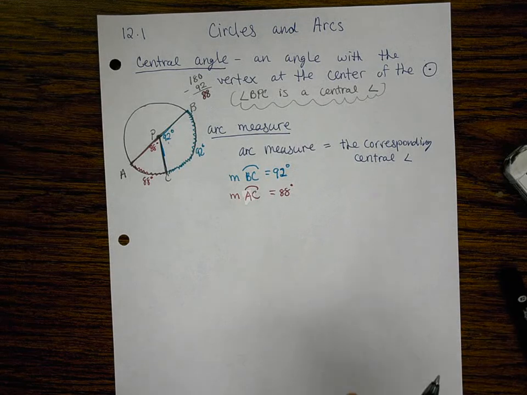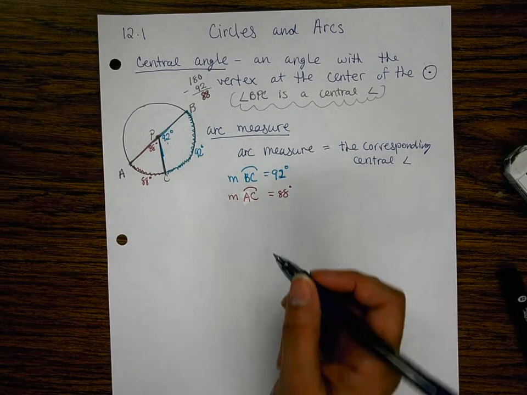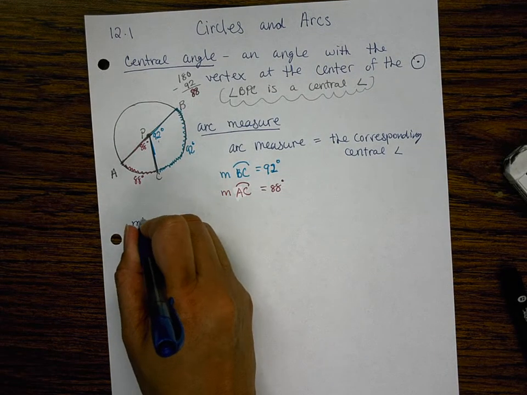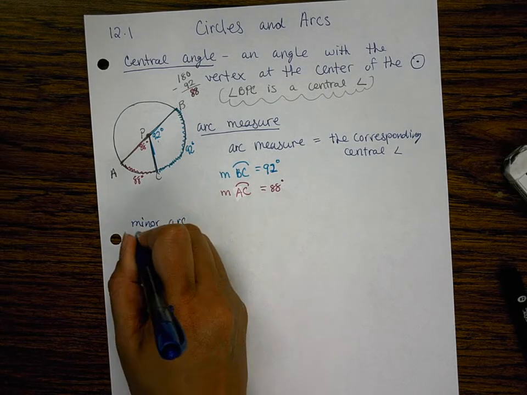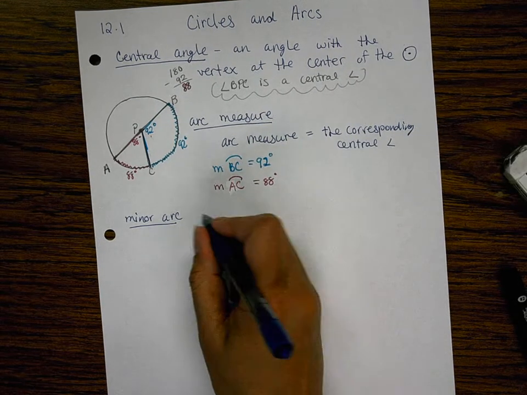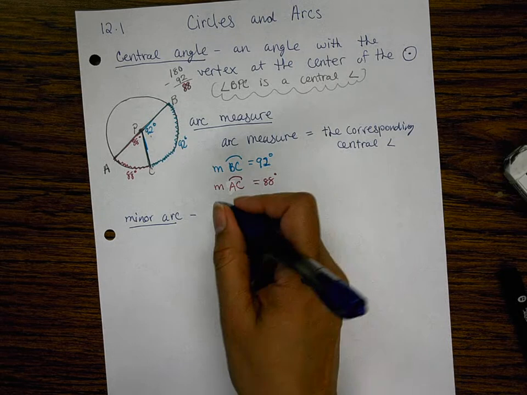All right, minor arc, major arc is what we're going to talk about next. A minor arc. What is a minor arc? It's an arc less than 180.